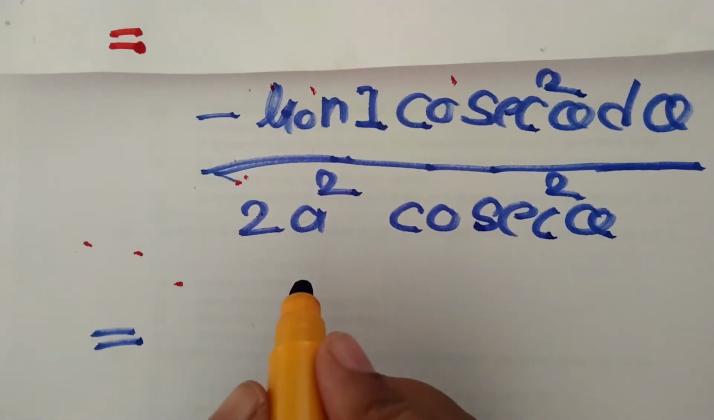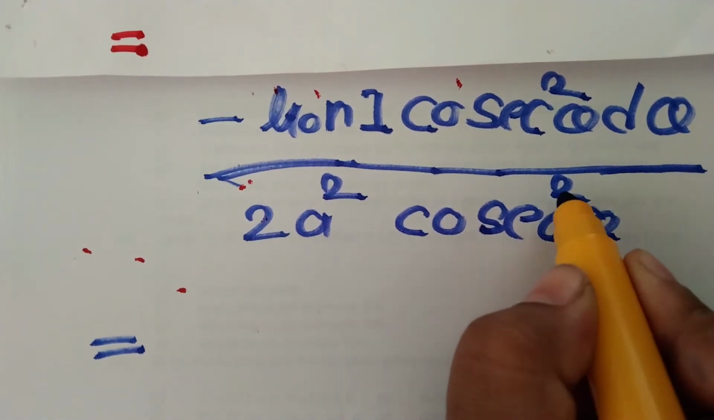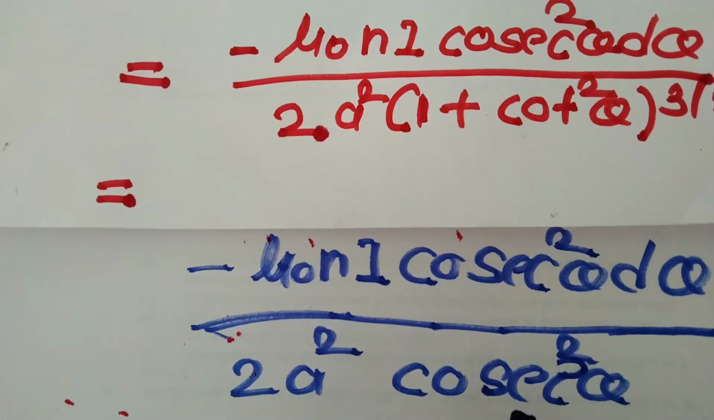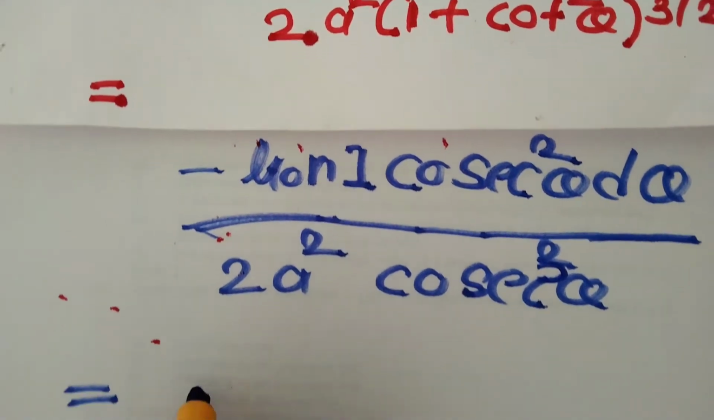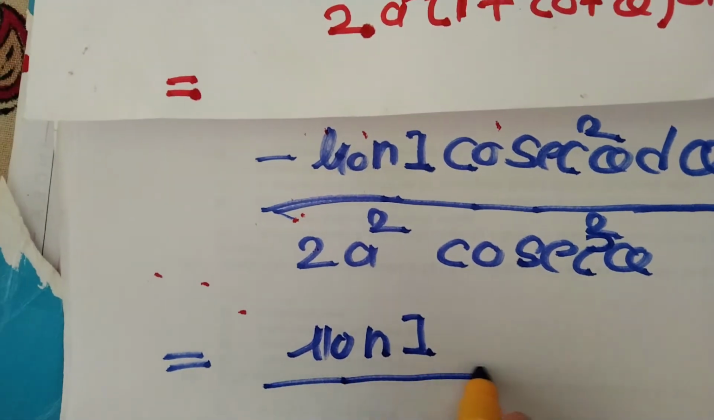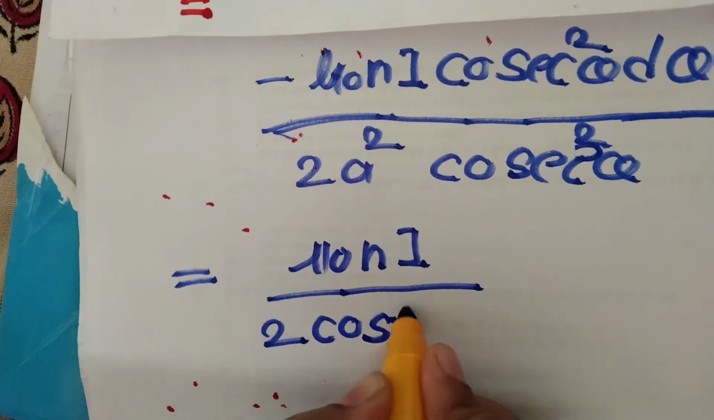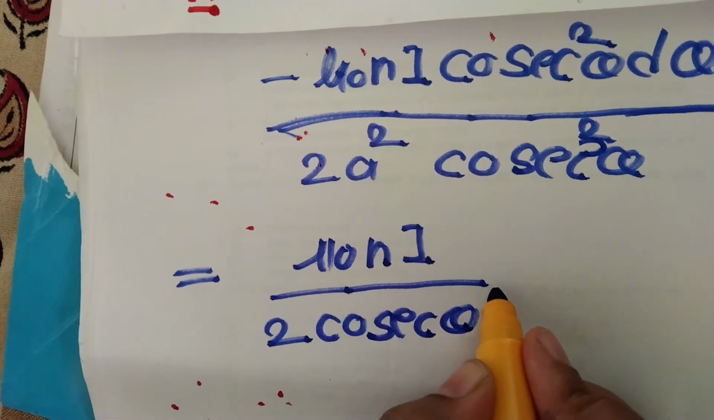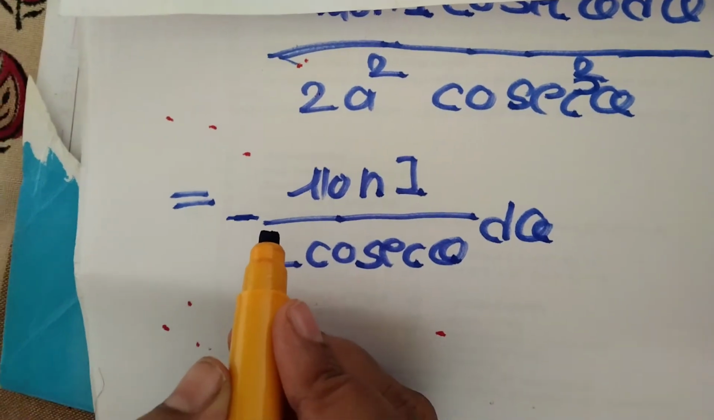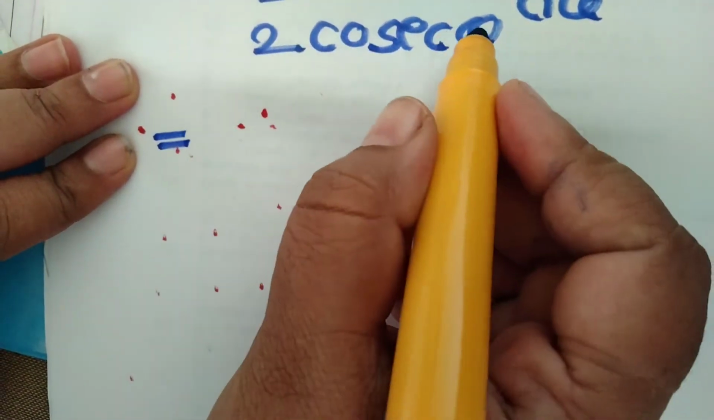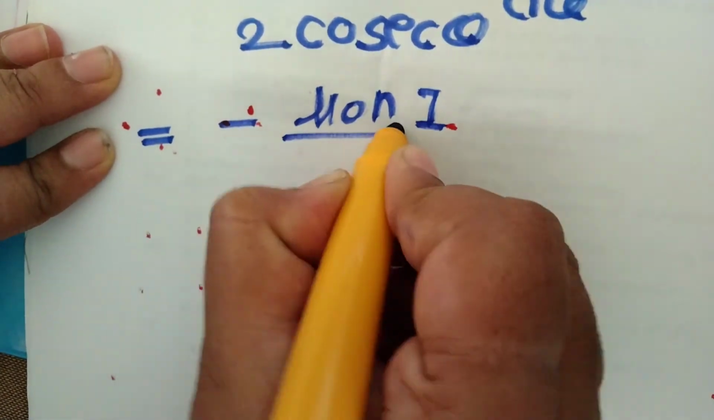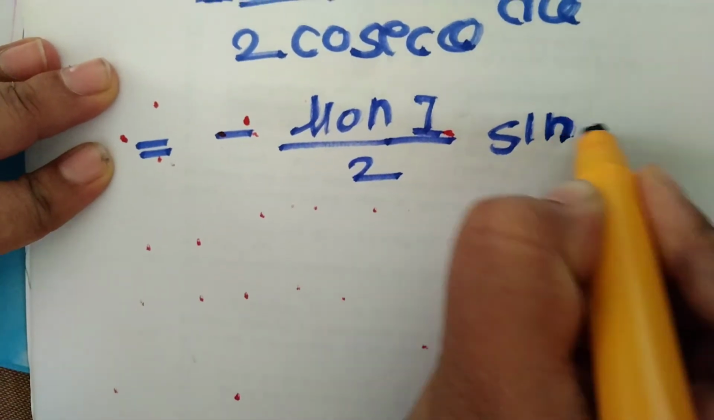Because 3 by 2 and the square will cancel, this will be cosec cubed. Then we will finally get minus mu naught n I by 2 cosec square theta d theta divided by cosec cubed theta, which is 1 by cosec theta, equal to sin theta. So minus mu naught n I by 2 into sin theta d theta.